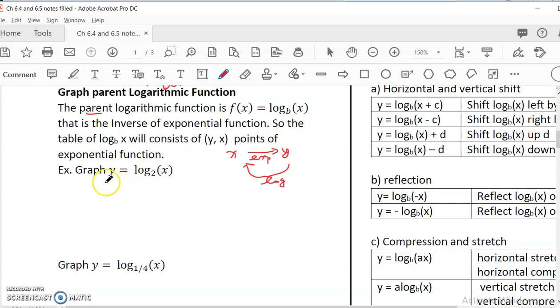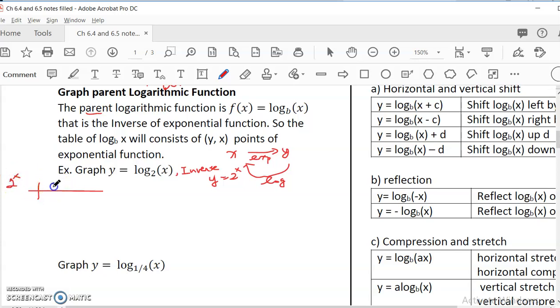So what we can do is, whenever we want to graph a basic log function, we would write the inverse first. We would say, well, this inverse is y equal to 2 to the x. Because same base, right? Same base, 2 to the x. Then we build a table for 2 to the x.